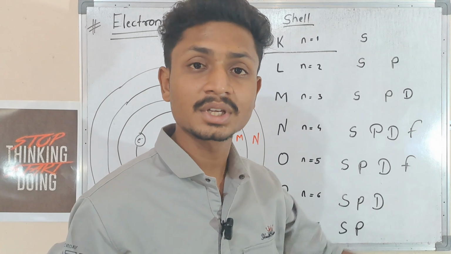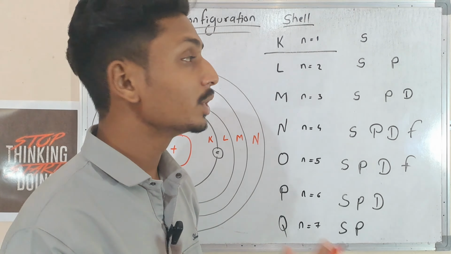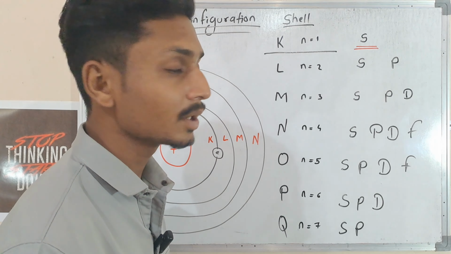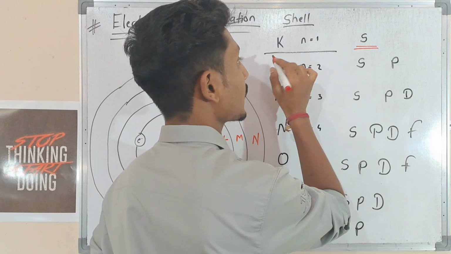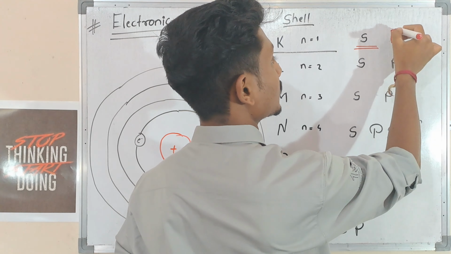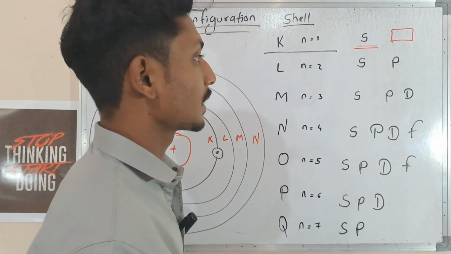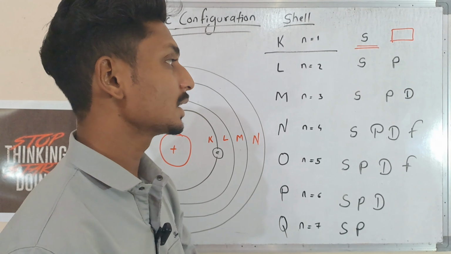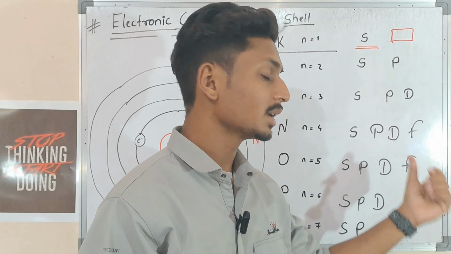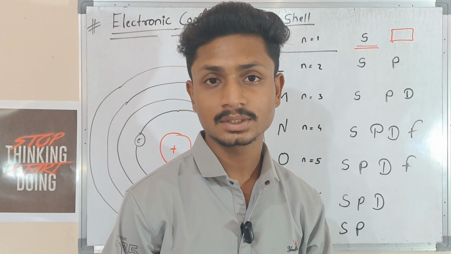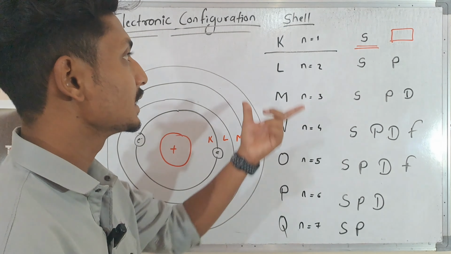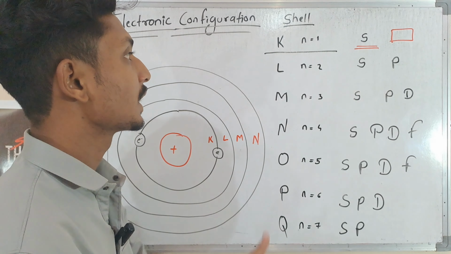Energy level 1, K shell, contains only S subshell, and S subshell has only one orbital. P subshell has 3 orbitals. D subshell has 5 orbitals. F subshell has 7 orbitals. We can calculate the number of electrons in each energy level or shell.